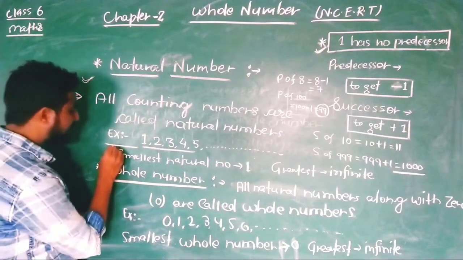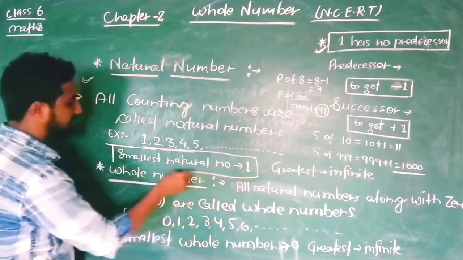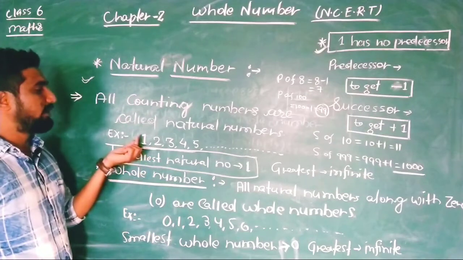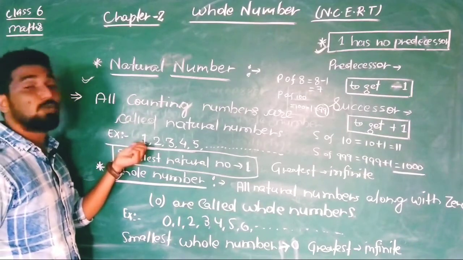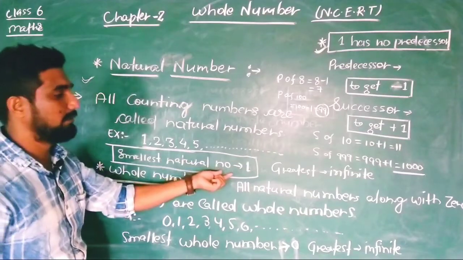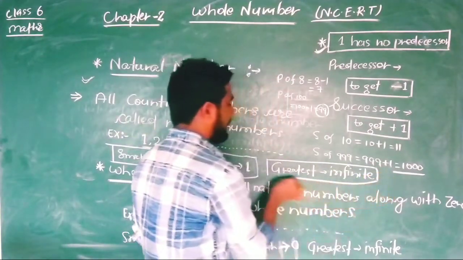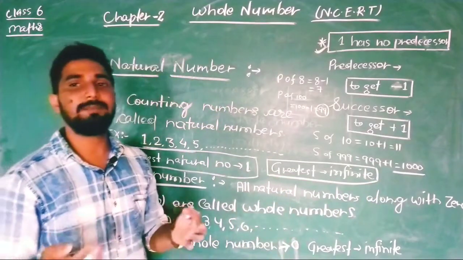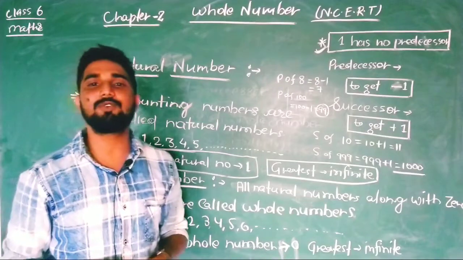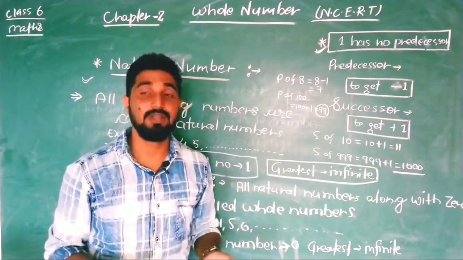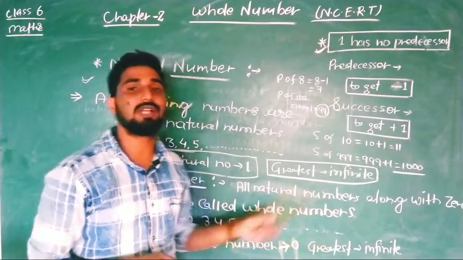If you talk about the smallest natural number, how to find it? You see, the counting number starts from 1, and that is the first natural number. So 1 will be the smallest natural number. If you talk about the greatest natural number, it is infinite because there is no limit to the greatest number. If you say 1 lakh is the greatest natural number, I will tell you 1 lakh 1. Then what to do? So it is like that. We cannot find the greatest natural number.